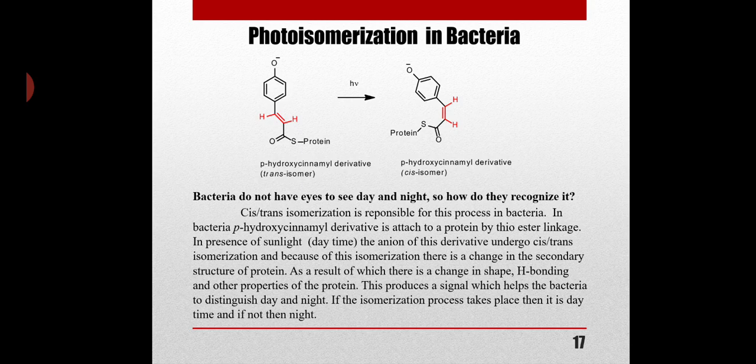Bacteria do not have eyes to see day and night. So how do they distinguish between day and night? In bacteria, para-hydroxycinnamyl derivative is attached to a protein by thioester linkage. In the presence of sunlight, an ion of this derivative undergoes isomerization. Trans isomer gets converted to cis isomer.